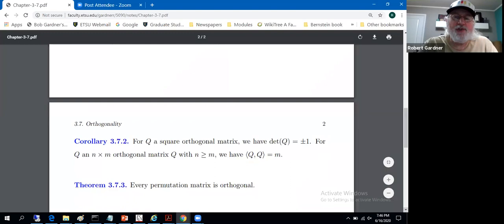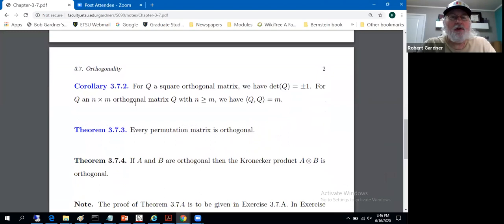Okay, Corollary 3.7.2. For Q a square orthogonal matrix, the determinant of Q is plus or minus one. For Q an n by m orthogonal matrix with n greater than or equal to m, the inner product of Q with itself, we define inner products of matrices, the claim is, equals m. That's the number of columns of matrix Q.